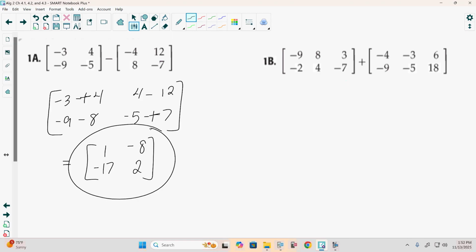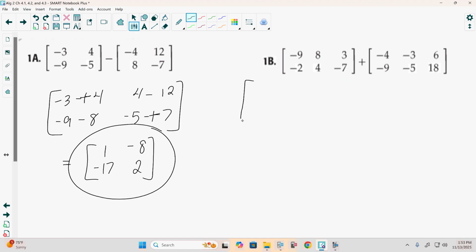So really each one of those elements that we're combining or having to simplify are 3 minus -4, 4 minus 12, -9 minus 8, -5 minus -7. Calculator will do each one of those. So we could type it all in as two matrices, let it do the whole A minus B, or we could just do the individual element subtractions and additions. Questions on this here?